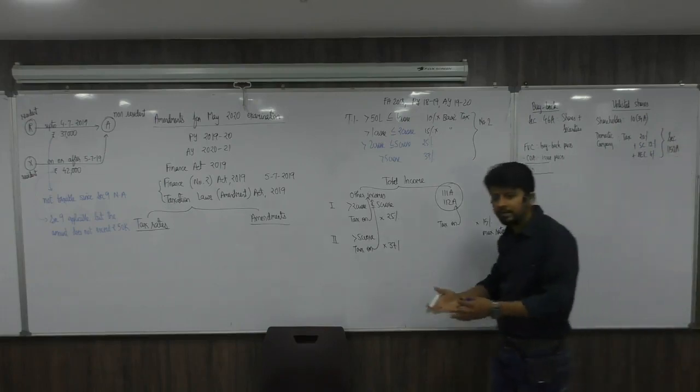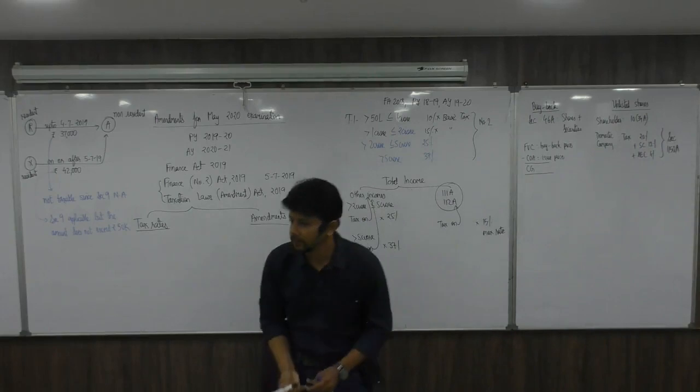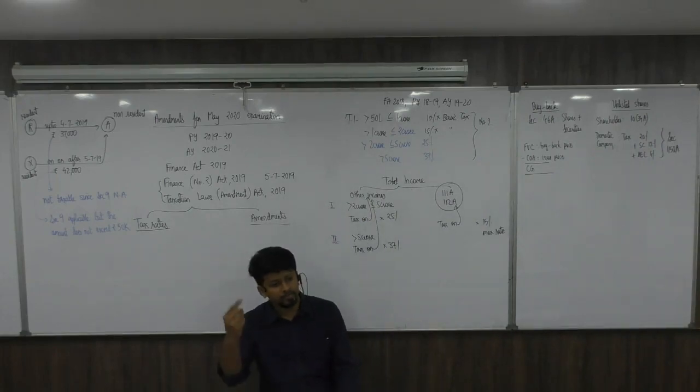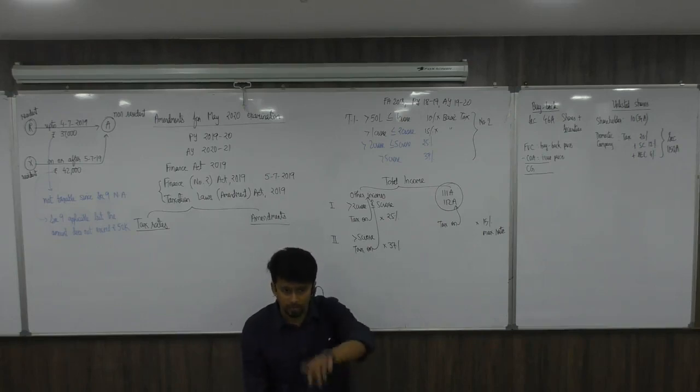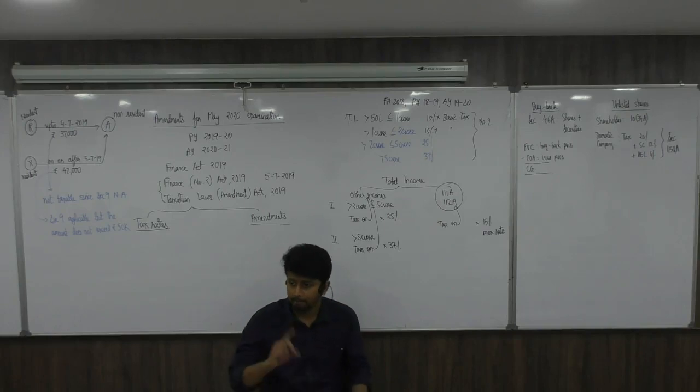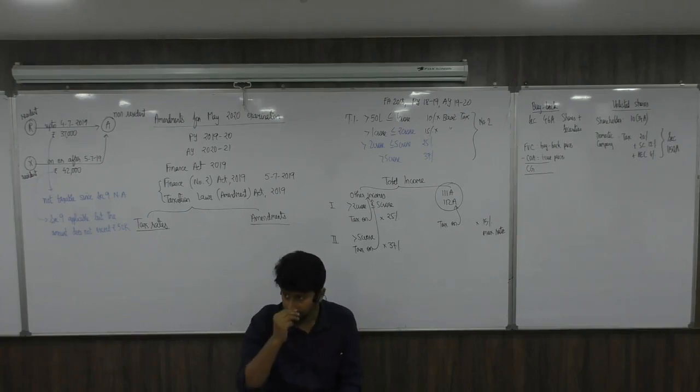And the drafting was made exactly identical to DDT provisions. Matlab jaise DDT mein 15% tha, waise yahan pe 20% hai. Baki everything is there, the same. DDT ka section is 115O and this is 115QA. Not focusing on section numbers, what I want you to do is understand ke buyback kiska income hai plus shareholder ka income hai. But tax is being paid by the domestic company just like dividend distribution tax is paid by domestic company. Ye purana provision hai.